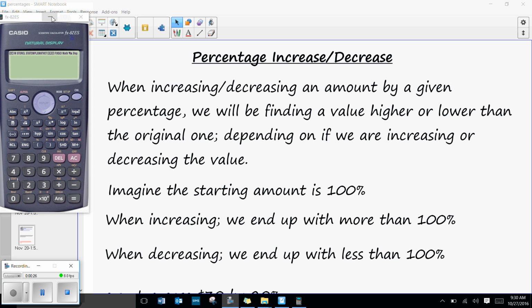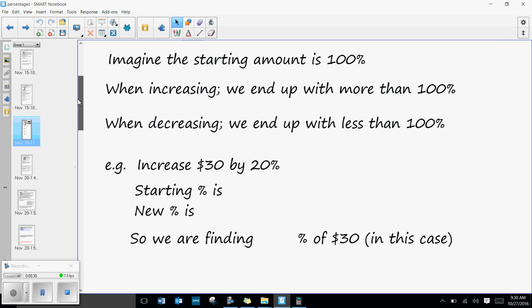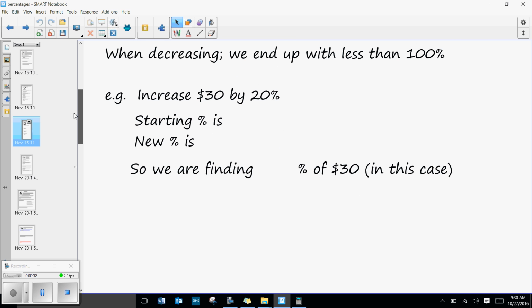So if we were asked to increase $30 by 20%, the starting percentage is 100%. The new percentage would therefore be 120%, because we would add the 20% we're increasing by. So in other words, what we're now trying to do is find 120% of $30.